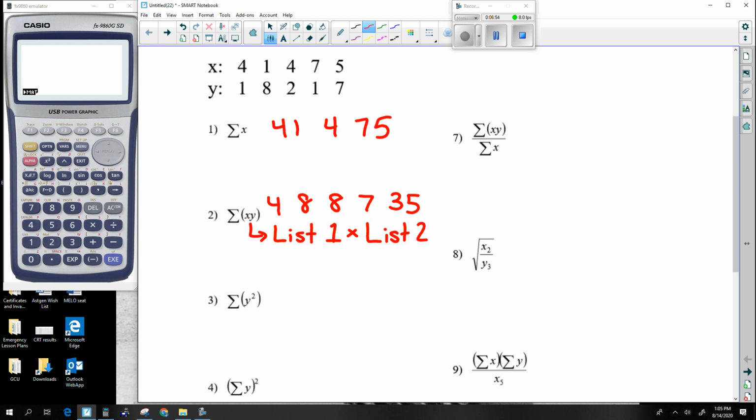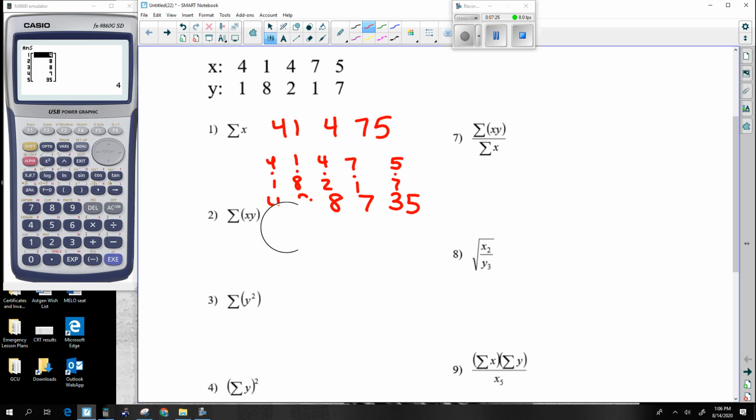Again, that is the individual x times the individual y. So that was 4 times 1, 1 times 8, 4 times 2, 7 times 1, and 5 times 7. So let's use our calculator to come up with those results. That would be x times y. Hooray! So I can use my calculator to come up with these individual results.